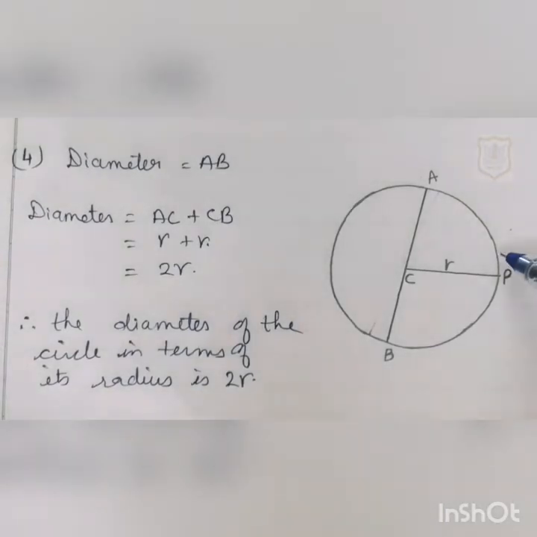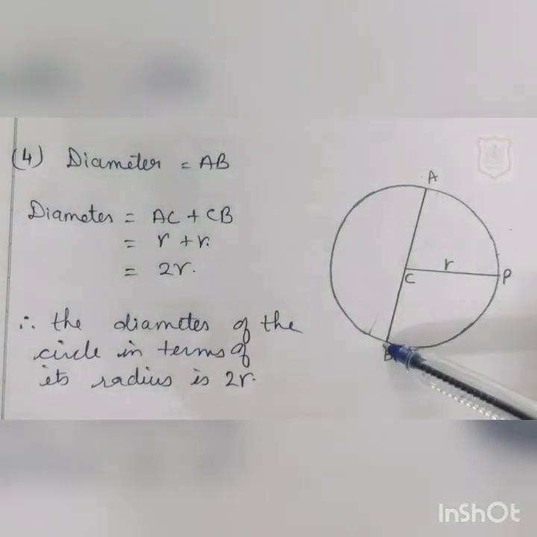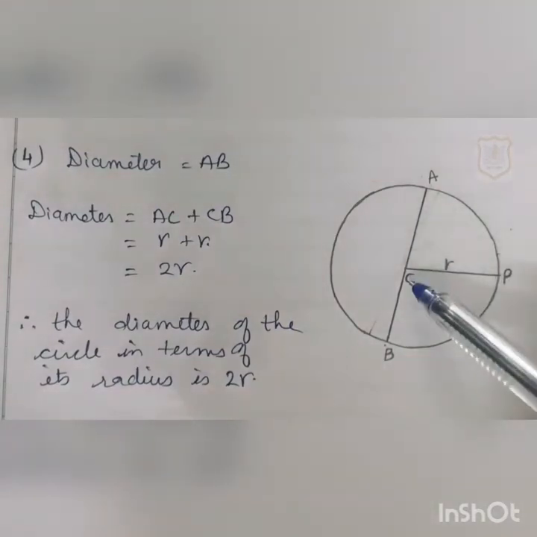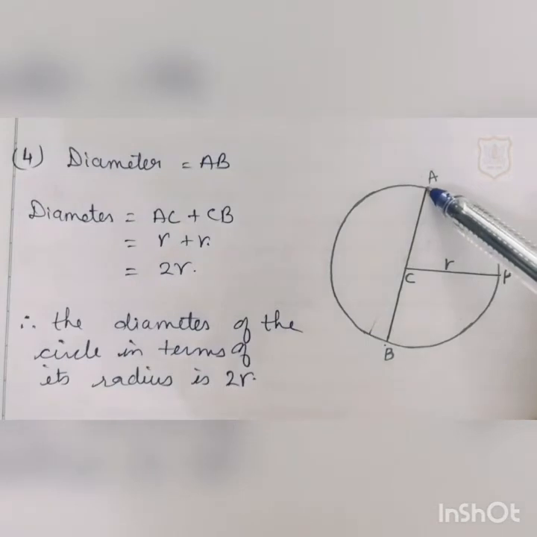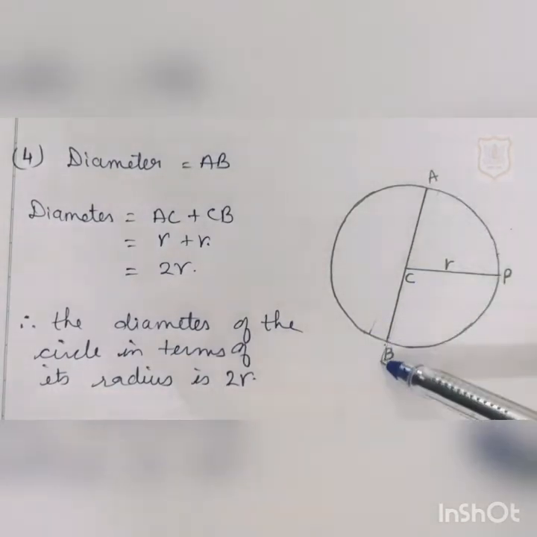It is given in this figure. You can see that AB cuts the circle into 2 equal parts. So C is the center, and this line passes through the center. So we can say that AC is a radius and CB is also a radius. So a diameter is 2 radius.